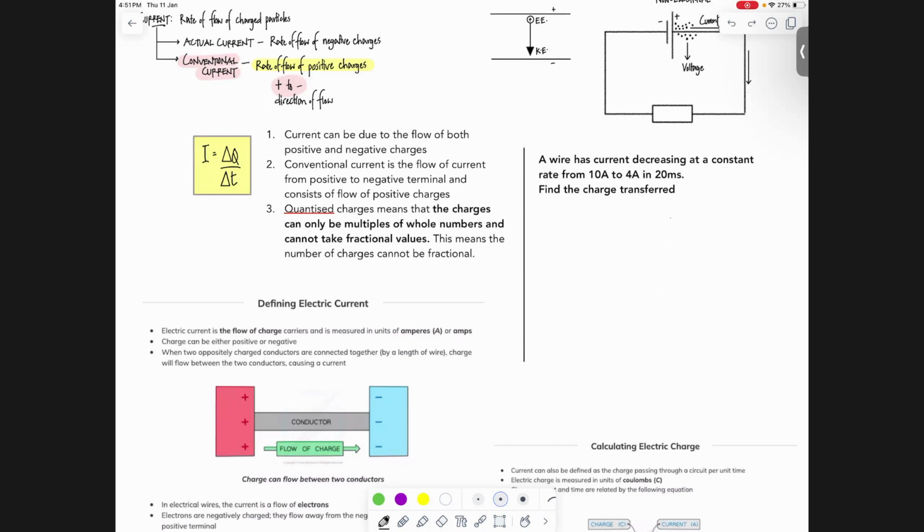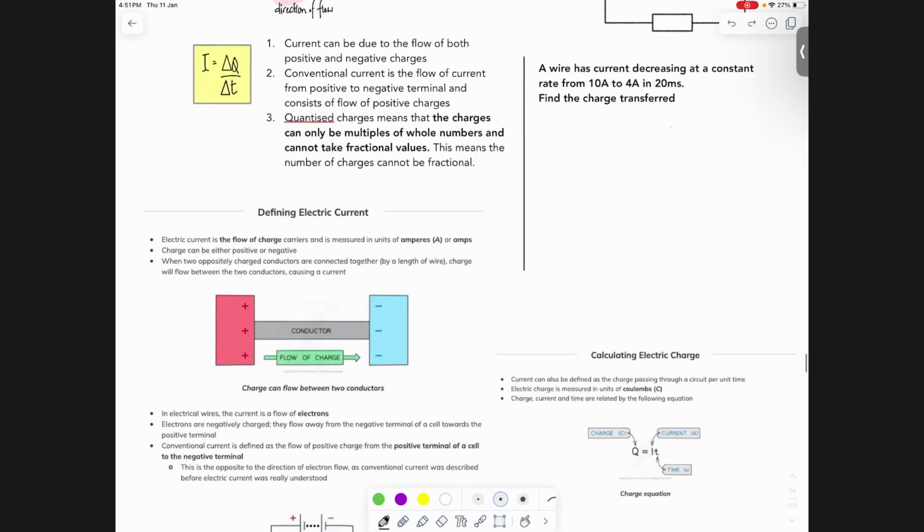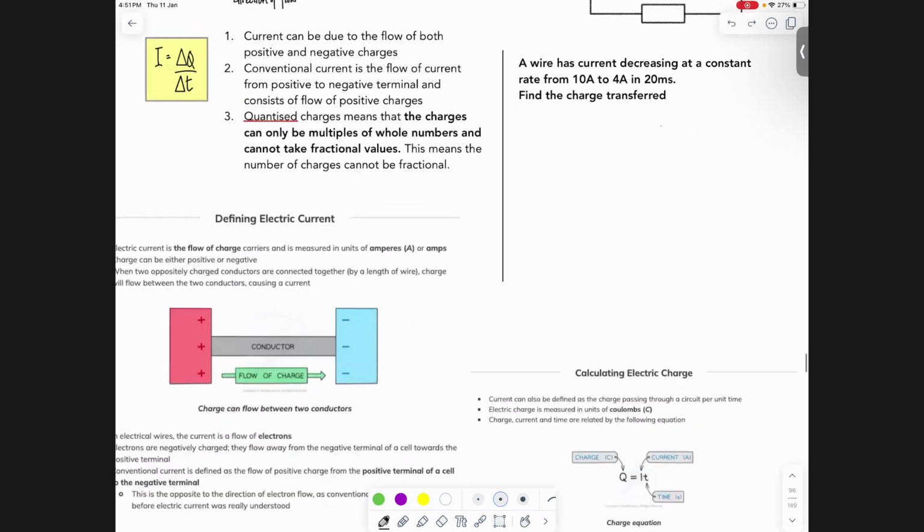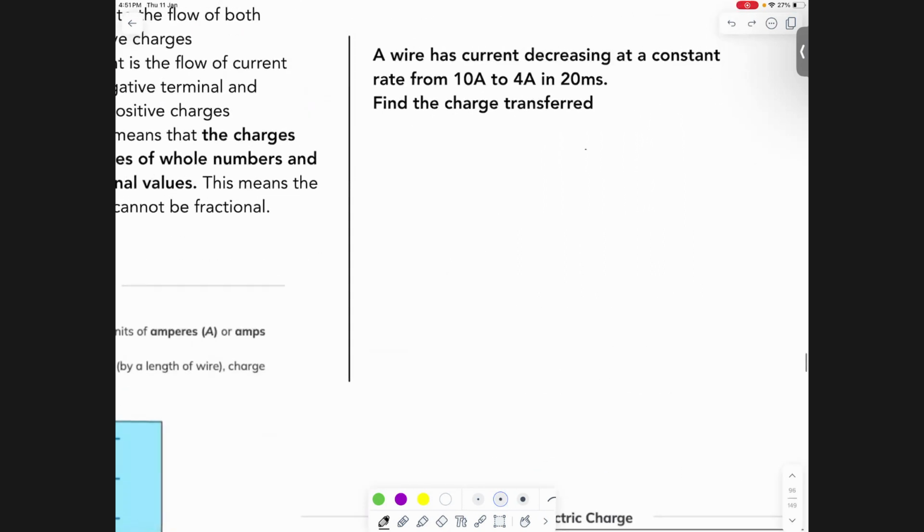If there's no other answer, then let me do it. Okay, let's see what's going on here. A wire has current decreasing at a constant rate from 10 ampere to 4 ampere. You need to figure out the amount of charge transferred. So I want to give an analogy here, okay? Then it will be easier for you. So you are doing math by 10 minus 4, like the difference, right?